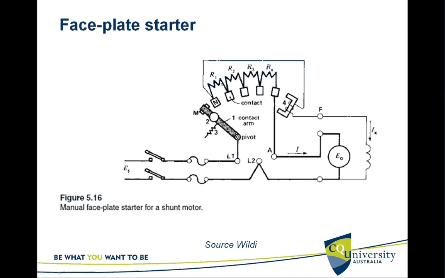That means you drop off one resistance. Then you got a lesser resistance in the armature circuit, which means you increase the armature current by one more step, and the armature picks up more speed. Then you move from here to here, the third setting, and it goes like that. And finally you connect it directly without any series resistors. So that's the manual faceplate starter for a shunt motor.